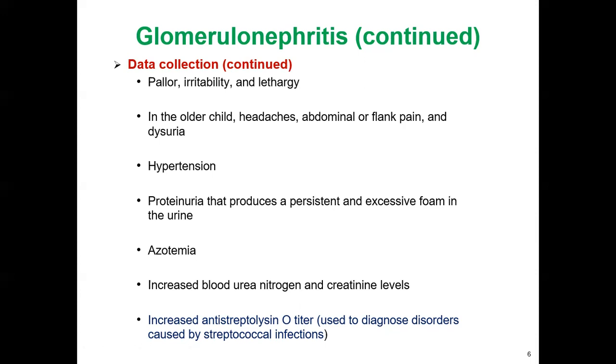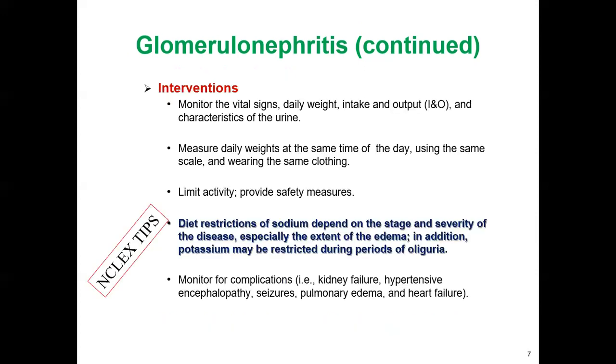Uremia is full-blown, and signs and symptoms of renal failure are present in uremia, with decreased calcium but increased potassium. And also increased blood urea nitrogen and creatinine levels, and increased antistreptolysin O titer, which can confirm your patient has a streptococcal infection. It is used to diagnose the disorder caused by a streptococcal infection.